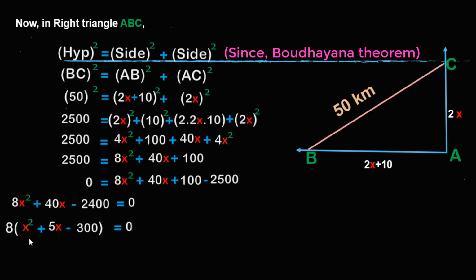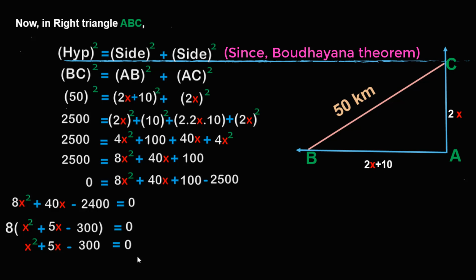Now transpose 8, which is multiplying here, to the right-hand side, so that we get x² + 5x - 300 equals, by transposing 8 to this side, 0 by 8. 0 by 8 means 0, so we write 0. Now we get a quadratic equation, that is x² + 5x - 300 = 0. If we solve this quadratic equation, we can get the variable value, that is x. So to find the x value, let us solve this equation.